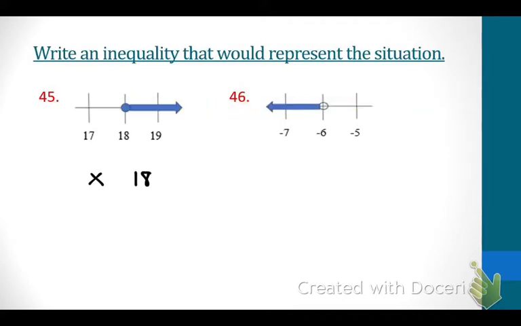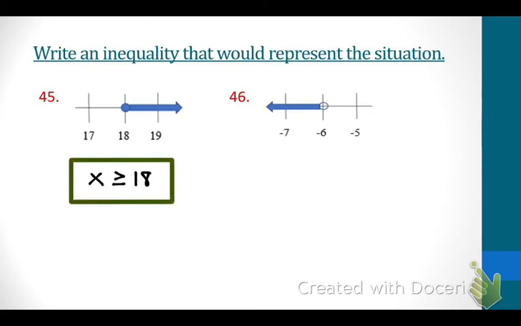Is that way bigger or smaller than 18? Those are all bigger, okay? And then notice this right here. Is this an open or a closed circle? Closed. So if it's a closed circle, should I have the equal sign or not have the equal sign? We need to have the equal sign. So what symbol should go there in the middle? Greater than or equal to. Excellent work. All right, final problem.